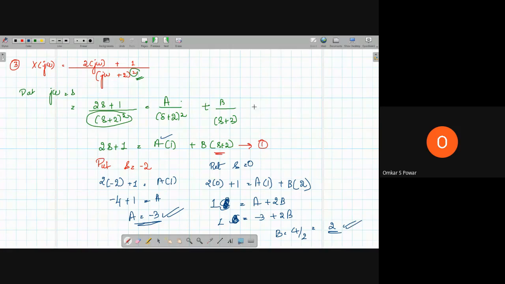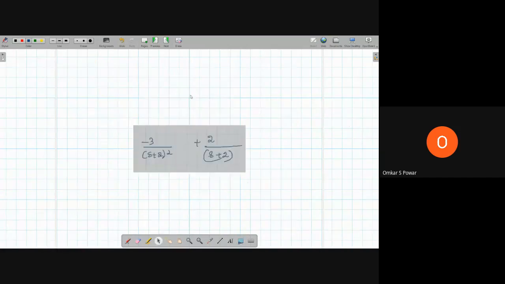So let us substitute in this partial fraction. Minus 3 divided by s plus 2 the whole square plus 2 divided by s plus 2. So this is our partial fraction. So from this partial fraction, we have to get our inverse Fourier transform or the time domain signal. So how do we get that? We will take that to the next sheet so that we can solve there. Okay. So let me take to a new page.